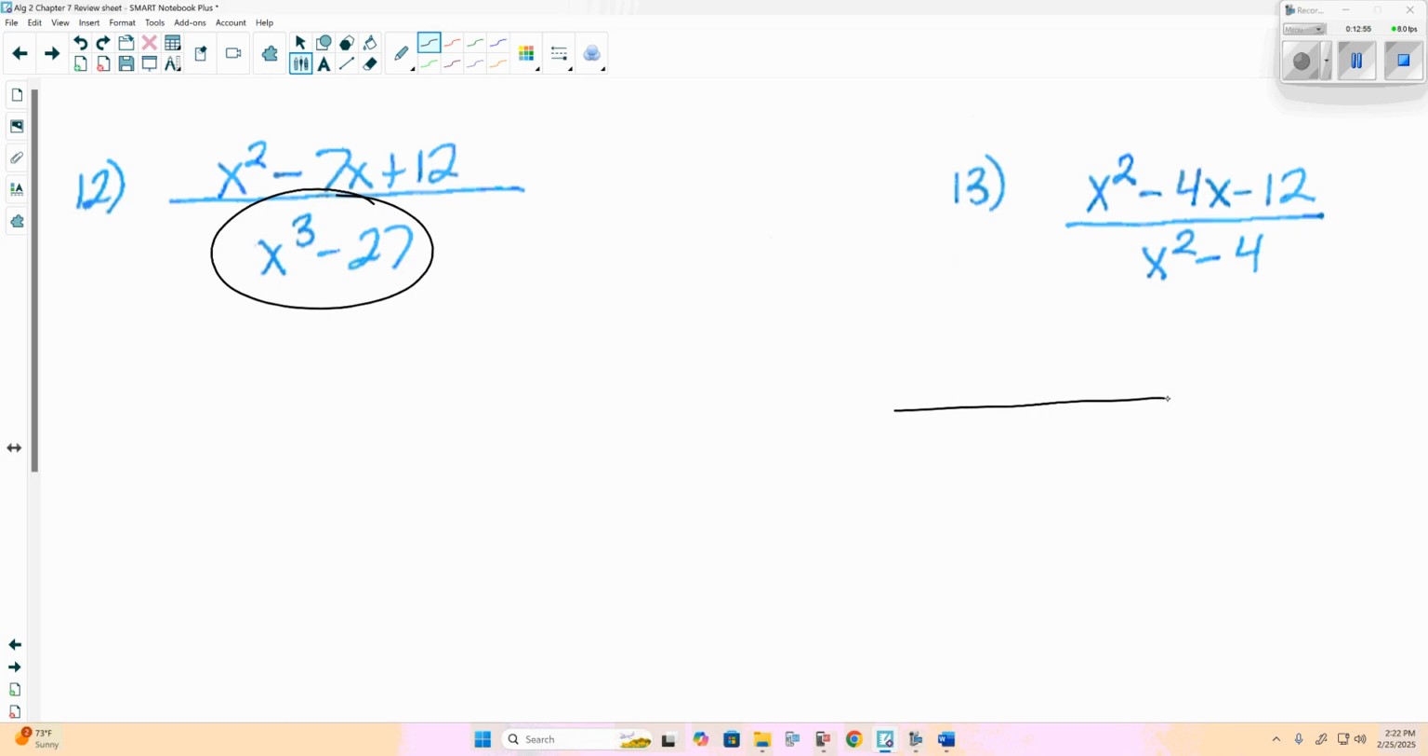13. x squared minus 4x minus 12 over x squared minus 4. Again, I would say factor whatever you can see or find the factors of easier first, because it'll make the rest of it work a little bit nicer. x squared minus 4 is a difference of perfect squares, which is indeed going to factor to x plus 2 and x minus 2.